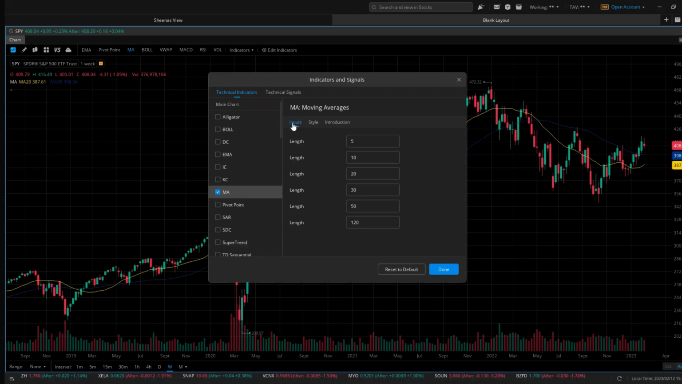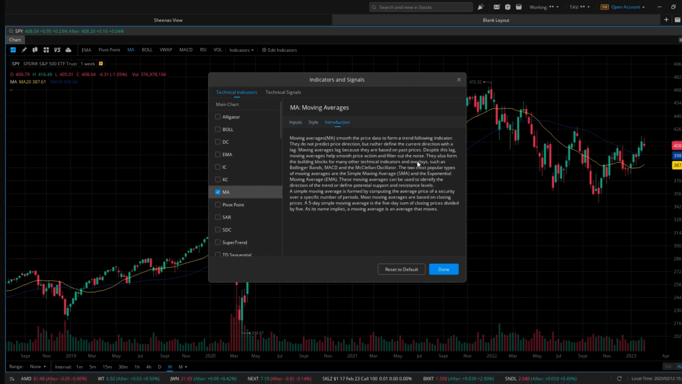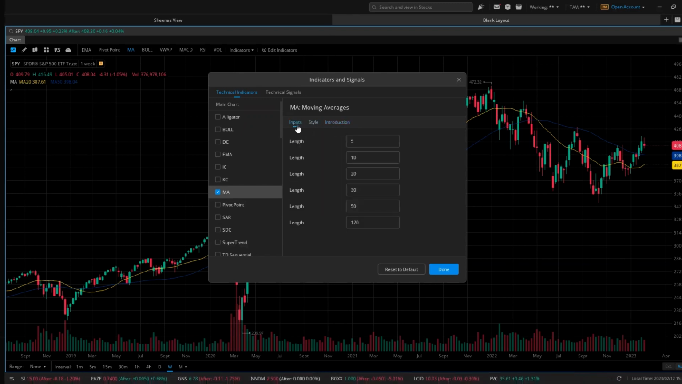As you can see, we have 3 different columns here: inputs, style, and introduction. We don't need introduction. Introduction really just tells you what the moving average is if you wanted to get a definition for it. But we're going to stick with inputs and style. Inputs is where you actually input the length of time that you want to have your moving average for. So again, we discussed the 20, the 50, and the 200. We already have a 20 here, we have a 50 here, and we need to take out this 120 and change that to 200.